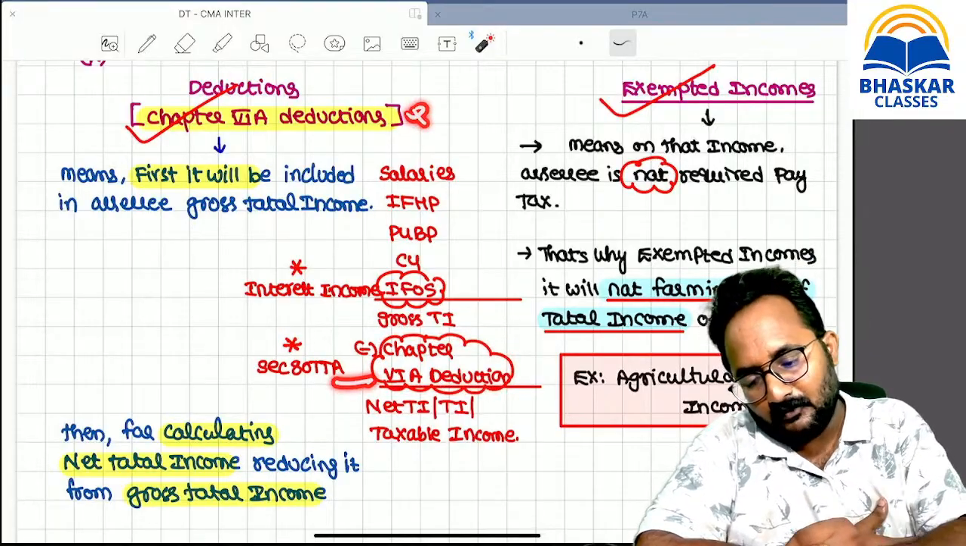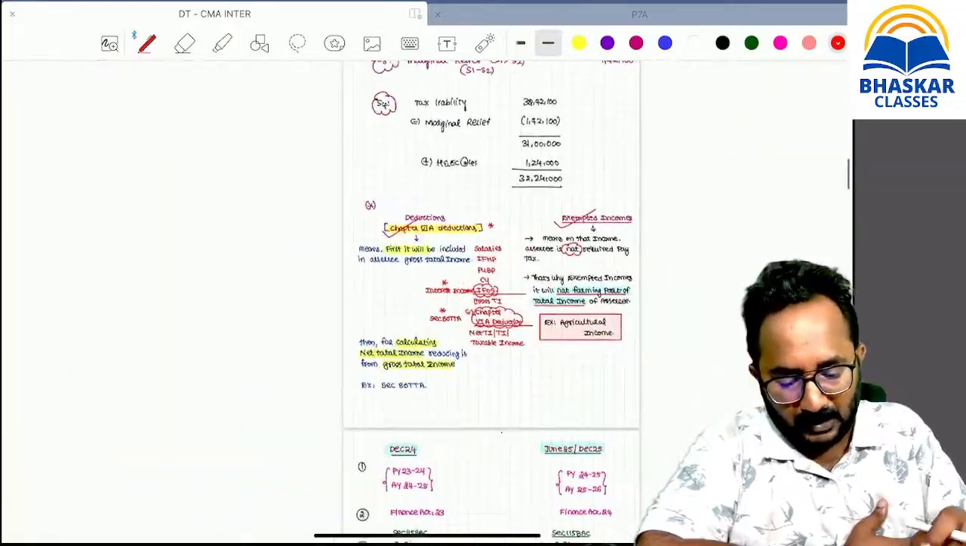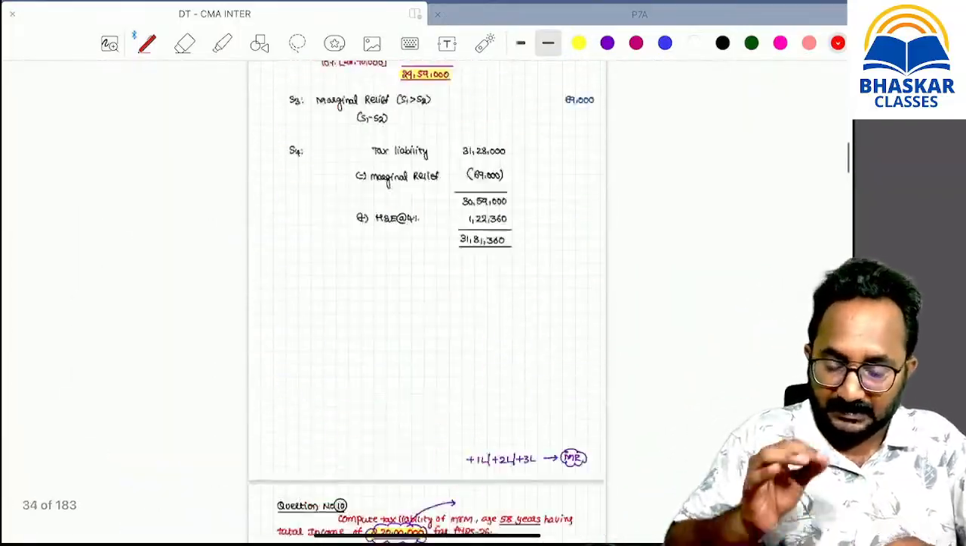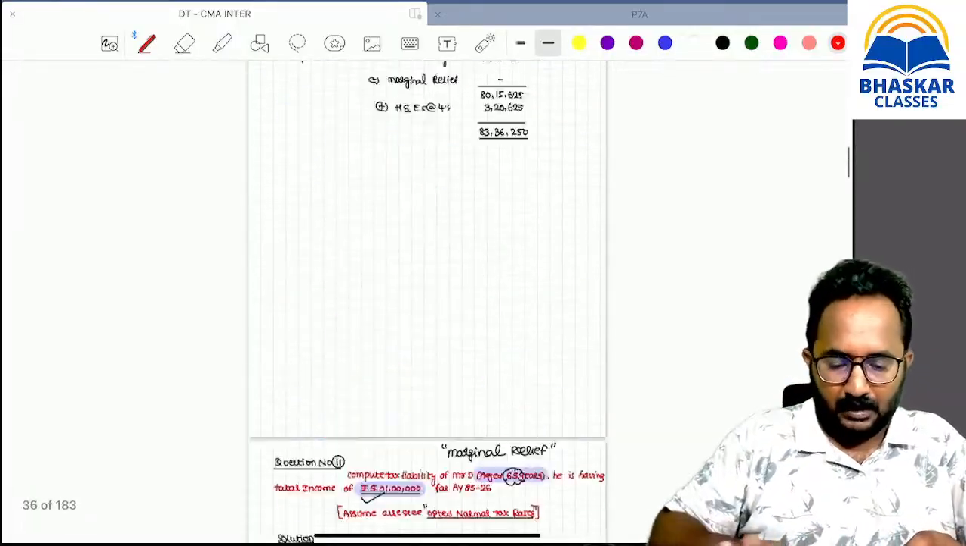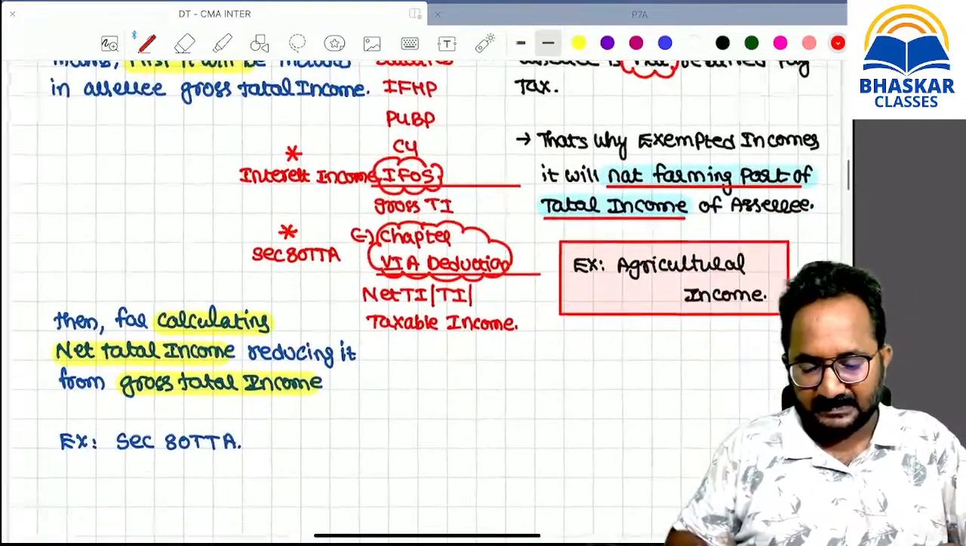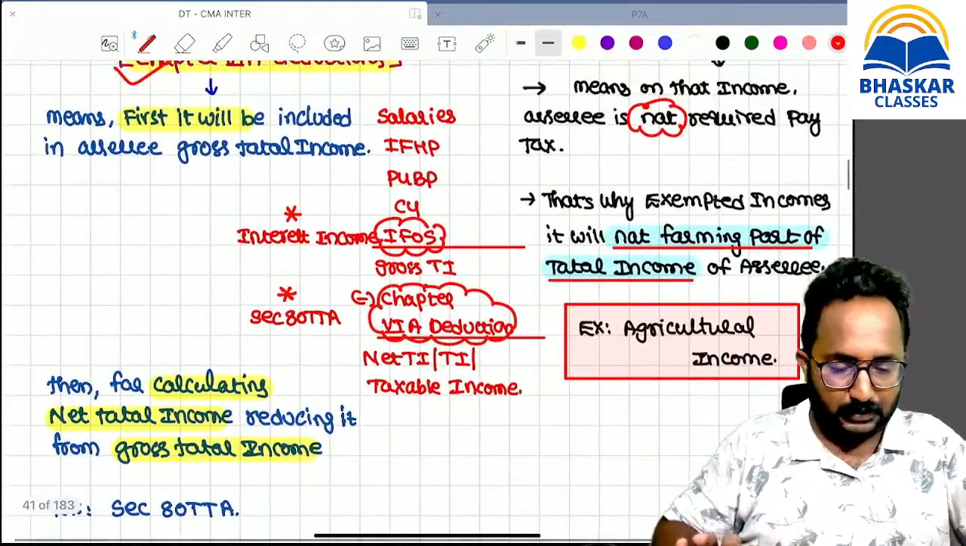In our example, we have taken Chapter 6A deductions as the example. That's enough for this chapter. Maybe you will get these definitions again in a further chapter. Exemption and deduction examples. Yes, have you understood now?